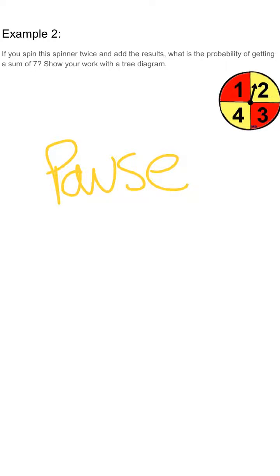Example 2. Now we have a spinner. Let's say you spin this spinner twice and add the results. So if you spun a 1 the first time and a 1 the second time, the sum would be 2. What's the probability of getting a sum of 7? Show your work with a tree diagram.